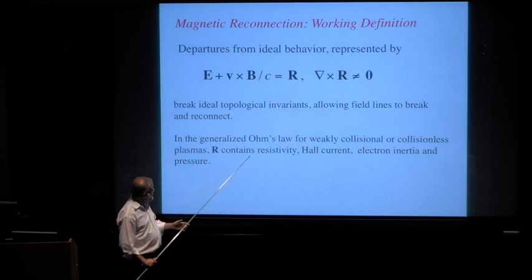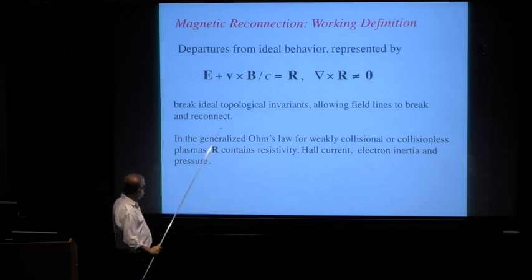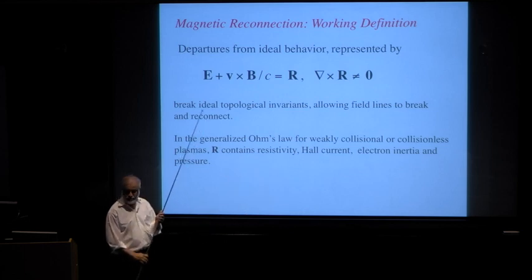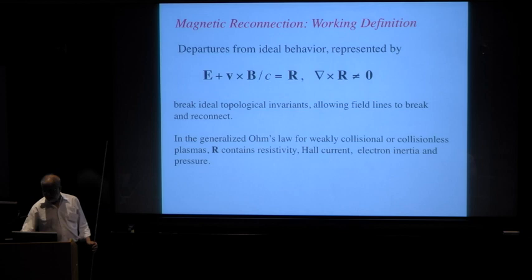And when can this occur? This can occur in a whole variety of ways, either through collisions or even in collisionless plasmas. And as I will talk about as the lecture proceeds, R can contain all sorts of non-ideal effects: resistivity, Hall current, electron inertia, and pressure tensor, all of which violate ideal behavior, giving curl of R not equal to zero.